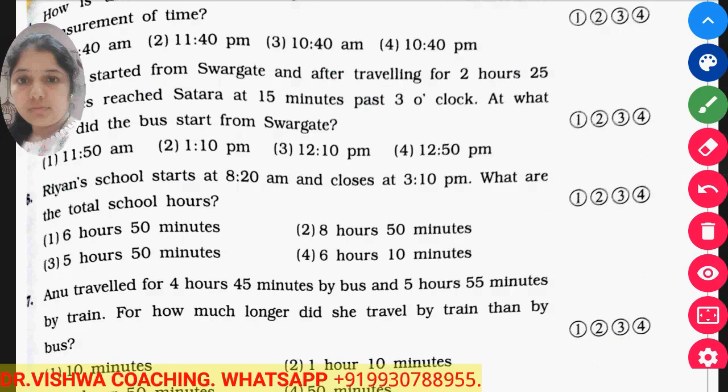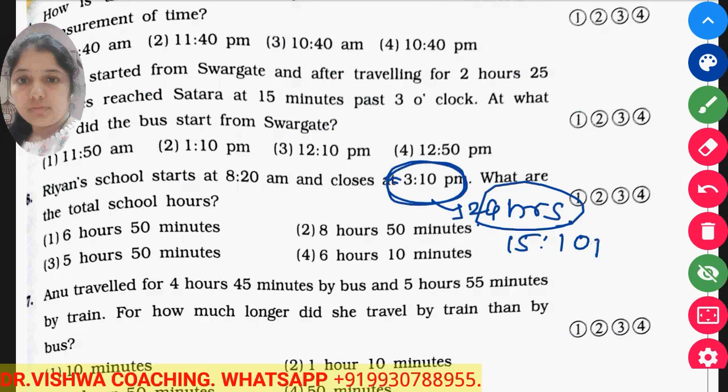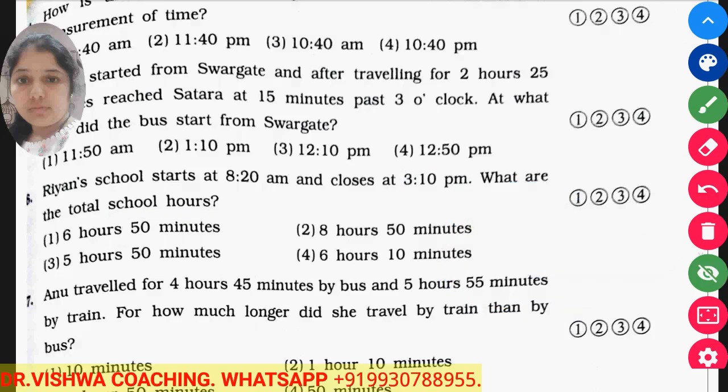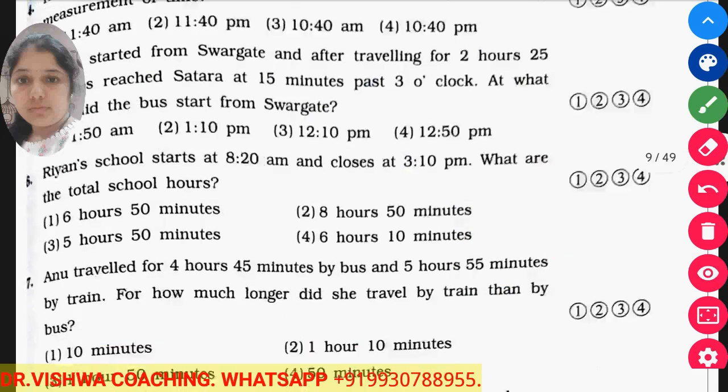Rian's school starts at 8:20 a.m. and closes at 3:10 p.m. So the total school hours is asked. Now this 3:10 p.m. you convert into the 24-hour clock. In the 24-hour clock, 3:10 p.m. is equal to 15:10. And you subtract this 8:20 a.m. from this 15:10. So you will get the total hours for which the school is there. Now you all can do, this one is for homework.